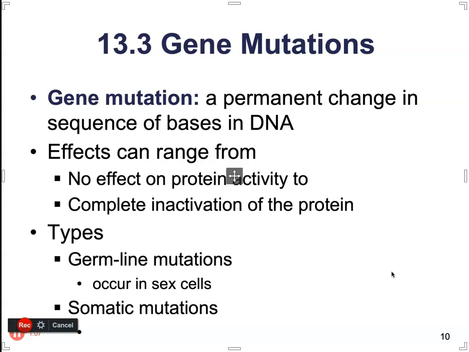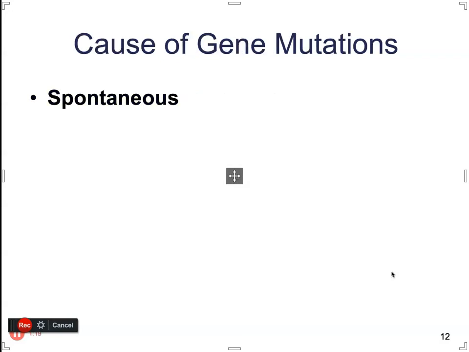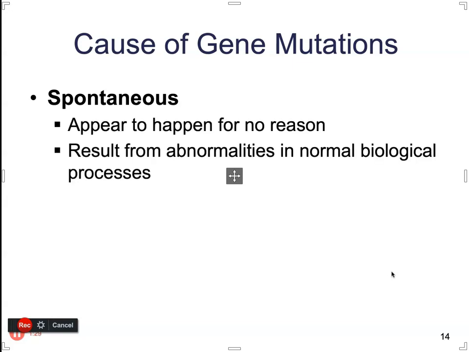They typically only affect a region of the body. But they can be fatal. Just because they can't be passed down doesn't mean that they are not fatal. Cancer is a great example of this. Some mutations are spontaneous, meaning that they appear to happen for no reason, whereas others can come from environmental influences.